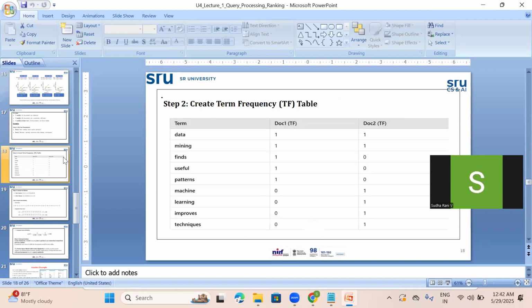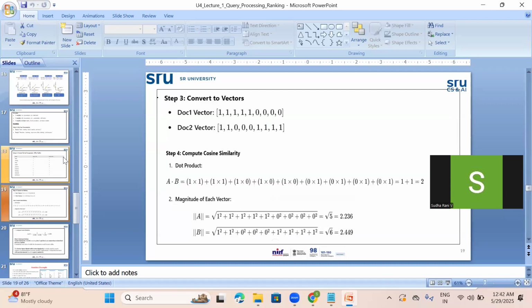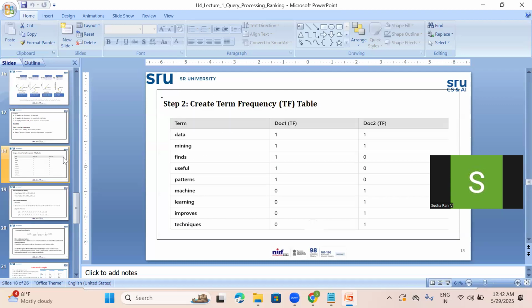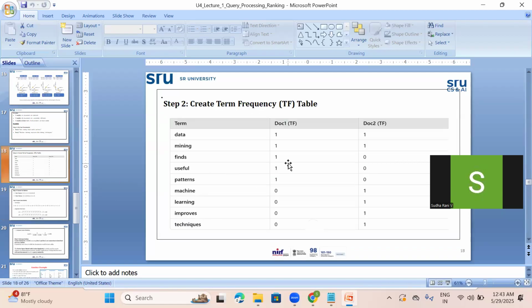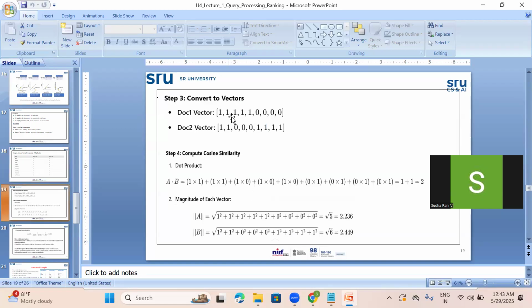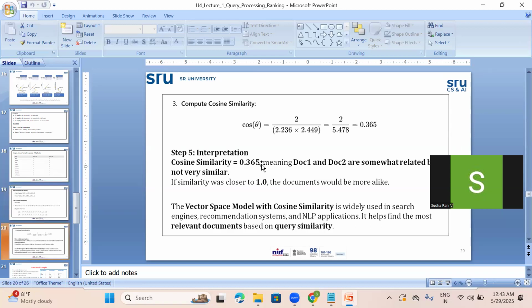So we create the term frequency, same as before, for the cosine formula. After identifying the term frequency, next we are converting to vectors. See here, in document 1, the term frequency is 111000. That only we are converting to vectors. Next, compute cosine similarity. This is the formula for how to compute the cosine similarity.